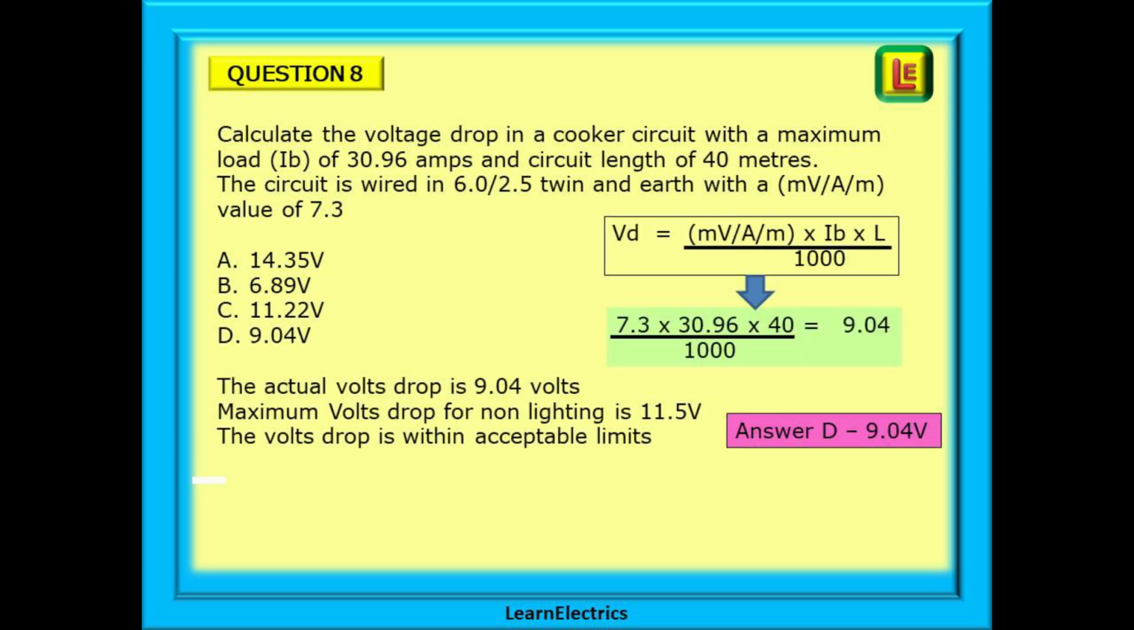7.3 times 30.96 times 40 on the top row, divided by 1000 on the bottom row, and we have 9.04 volts. A cooker is clearly non-lighting, so the maximum permitted is 11.5 volts. The voltage drop is therefore acceptable, and our answer is D, 9.04 volts.